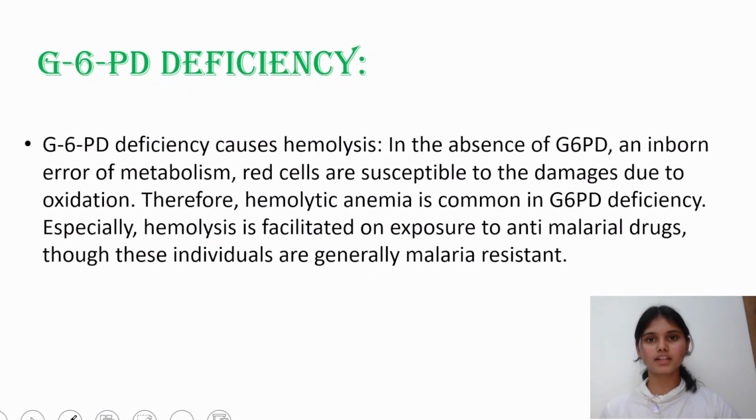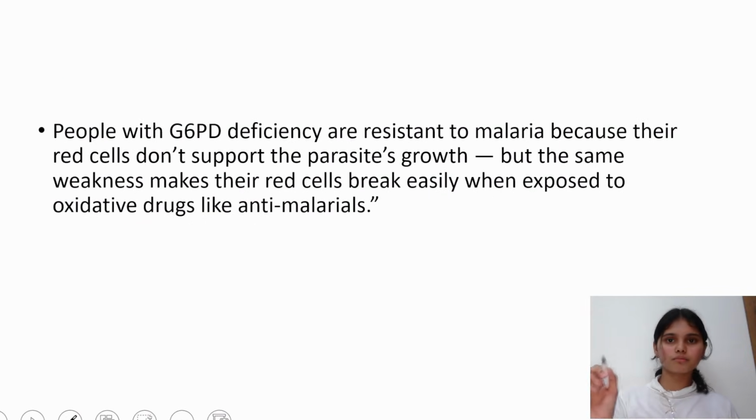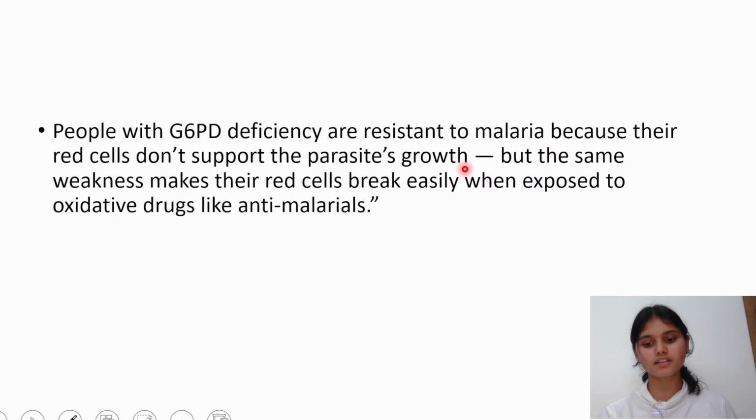Now what are anti-malarial drugs? Now with G6PD deficiency, I am already oxidant-prone. My RBC is already pretty weak. Now on infusion of the anti-malarial drugs, my RBC is not strong enough to take that. So I'll explain in more detail what I meant. People with G6PD deficiency are resistant to malaria because their red cells don't support the parasite's growth. But the same weakness makes their red cells break easily when exposed to oxidative drugs like antimalarials, because the antimalarial is an oxidative drug, but my RBC membrane is already under oxidative damage.